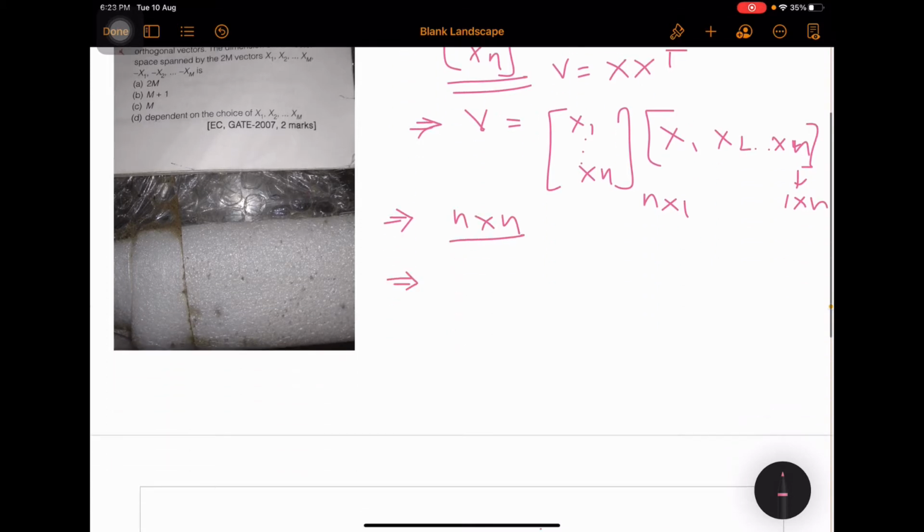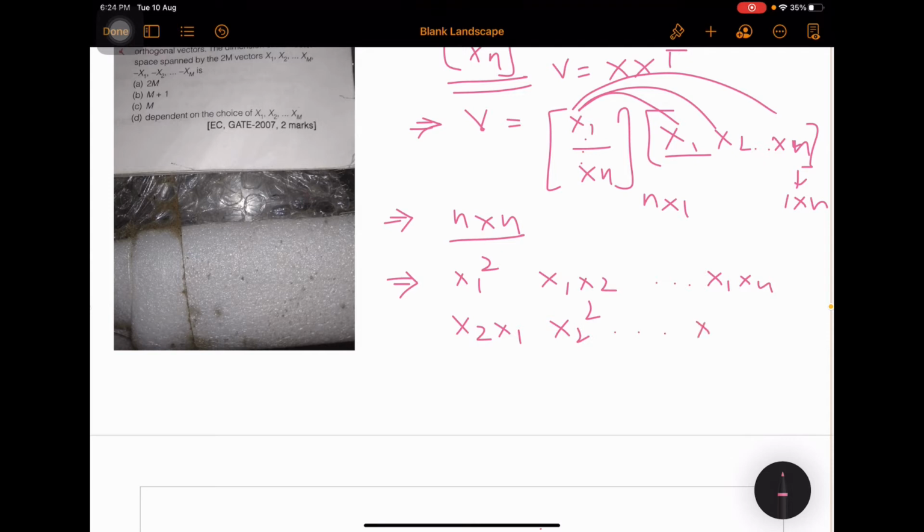And what will we get when we multiply this? First row first column, so x1 square. First row second column, x1 x2, first row third, and up to first row last, x1 xn, right? Similarly for the second row, you will get x2 x1, x2 square, up to x2 xn. And in the last row you will get xn x1, xn x2, and xn into xn, that is xn square.